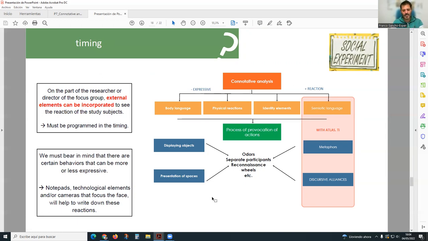Okay, here you can see the elements that could be used. We can analyze body language, physical reaction, identity elements, and semiotic language. Semiotic elements are metaphors and discursive analysis. This is more sociological, more advanced topics. We are not going to focus on this. But I included it in the slide because I want you to know that these are often used, okay?